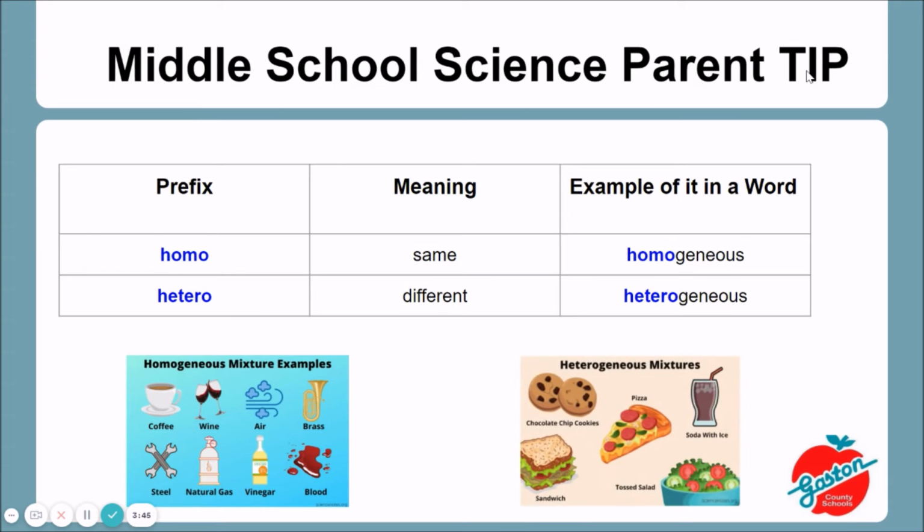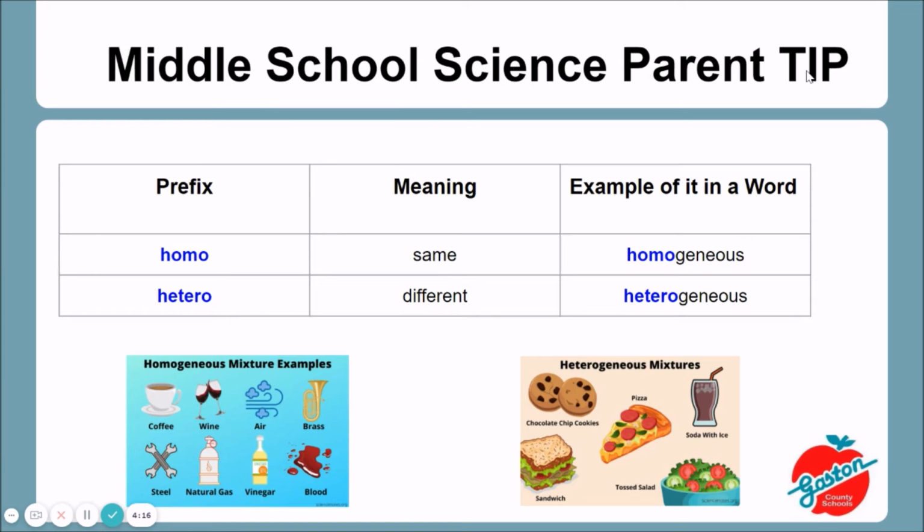For a heterogeneous mixture, you can identify the various parts of the mixture. Examples of a heterogeneous mixture are cookies, sandwiches, salad, and pizza. Let's consider a pizza. You can identify the crust, the cheese, the pepperoni, and the green peppers. Yummy, yummy. I'm hungry, Amber. Amber, I think our parents and students are understanding the importance of prefixes in science words.